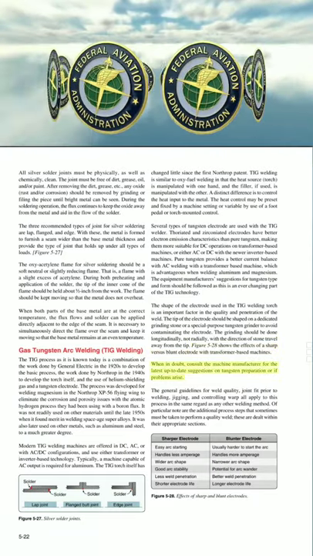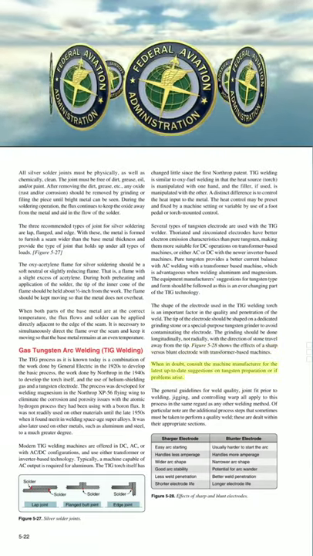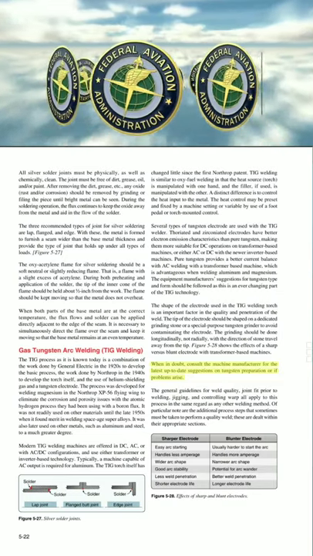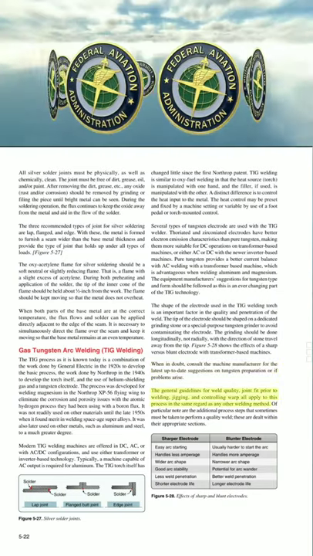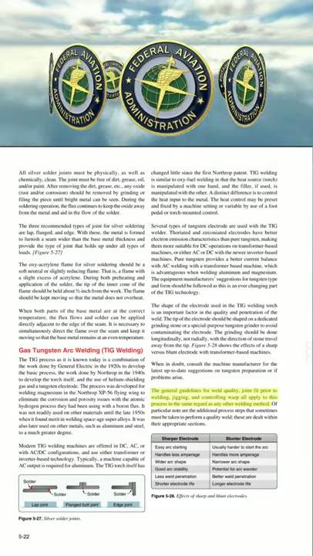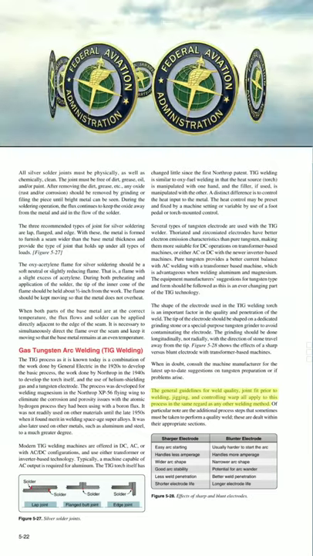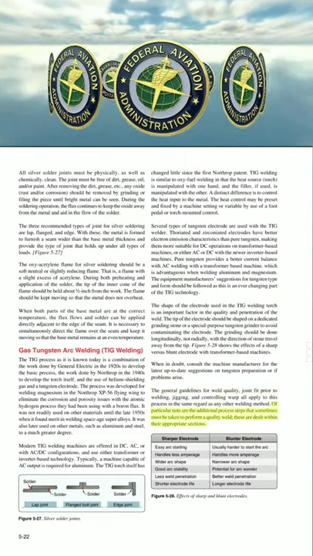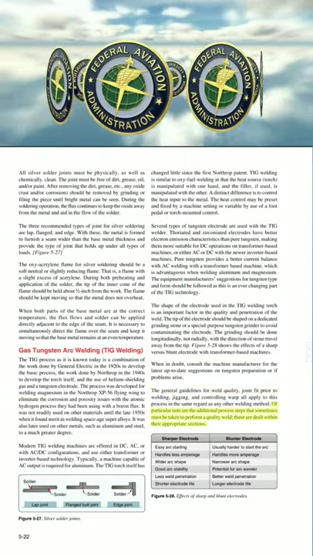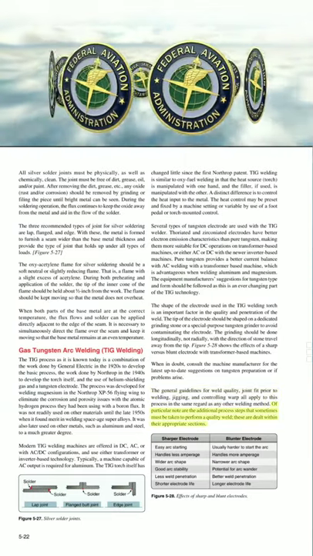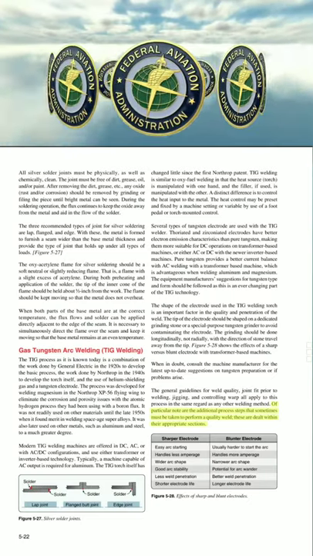When in doubt, consult the machine manufacturer for the latest up-to-date suggestions on tungsten preparation, or if problems arise. The general guidelines for weld quality, joint fit prior to welding, jigging, and controlling warp all apply to this process in the same regard as any other welding method. Of particular note are the additional process steps that sometimes must be taken to perform a quality weld. These are dealt with in their appropriate sections.